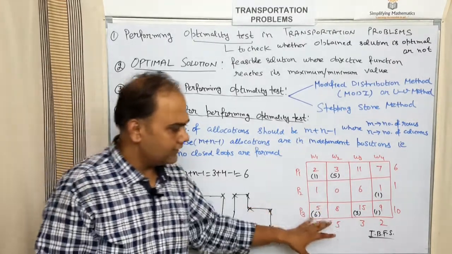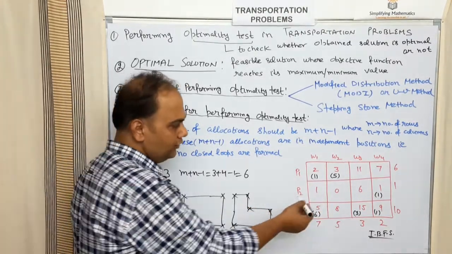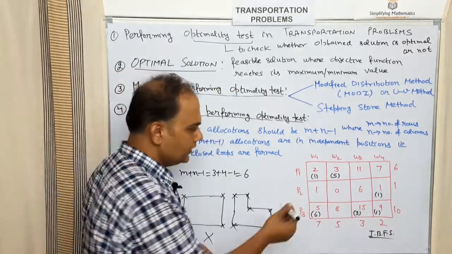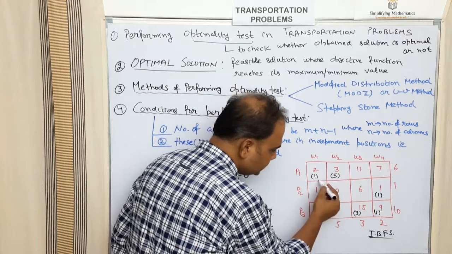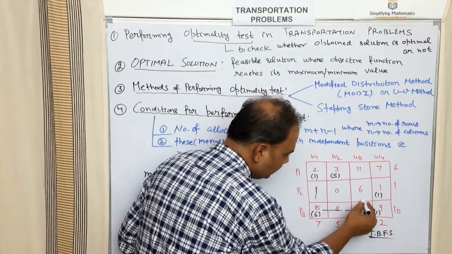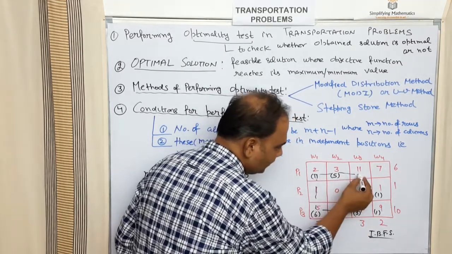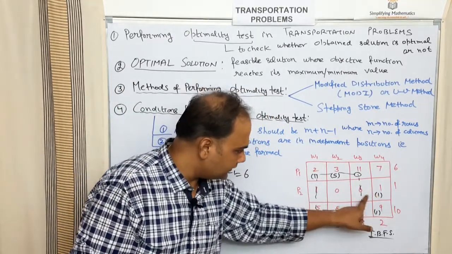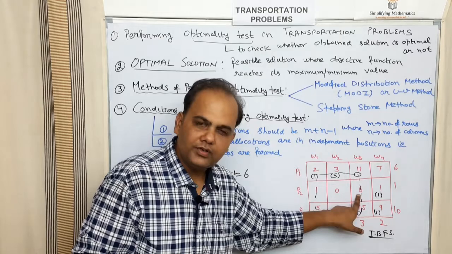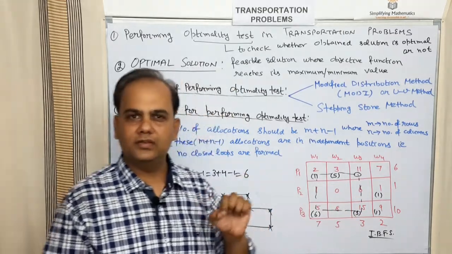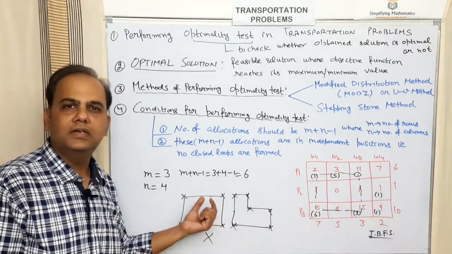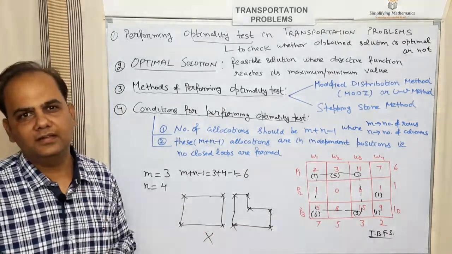Now if you look at these allocations, if you join any of these allocations, are you getting any closed loop? If you join this, no closed loop is there because allocation is not there in this particular part. Similarly, if you join this, again the allocation is not there. So this is the meaning of a closed loop. Means at the corners of this loop there should not be any allocation.